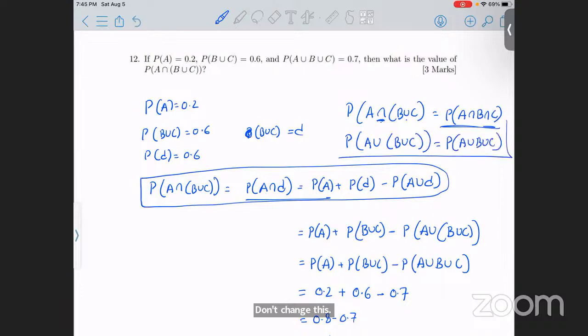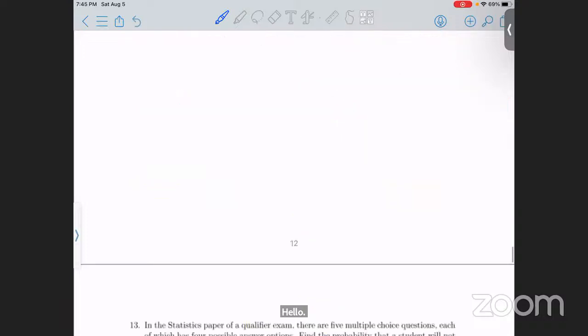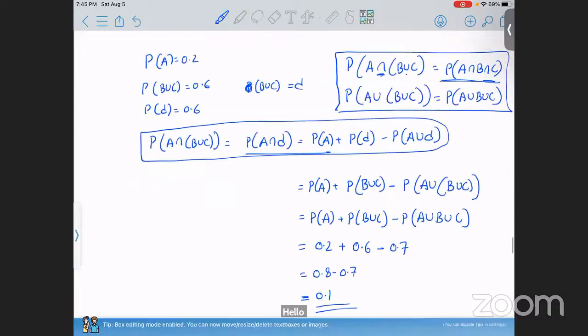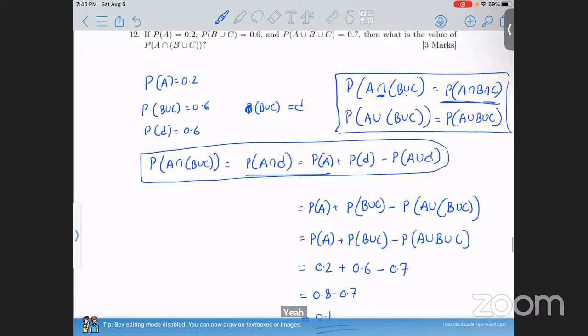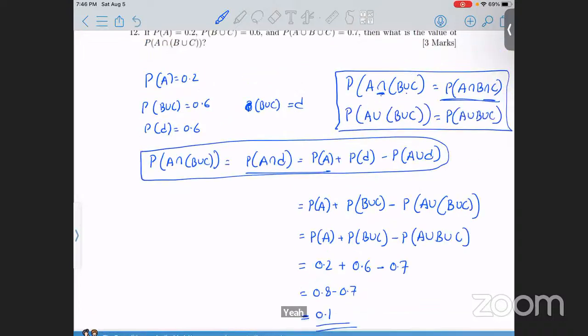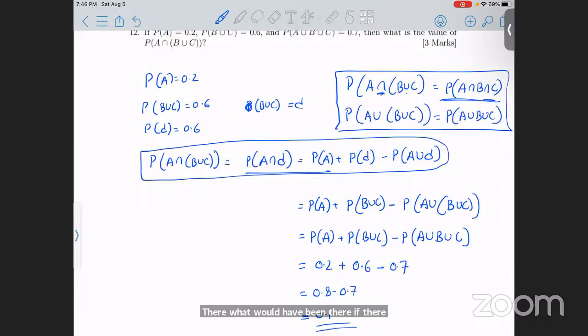Clear? If it is the other way, let's say A union B intersection, this one also we can change to intersection. Yeah. Sir, what would have been there if there was A union B intersection C? Same, you can change the sign. So the answer will be the same, right? Yeah. Okay.